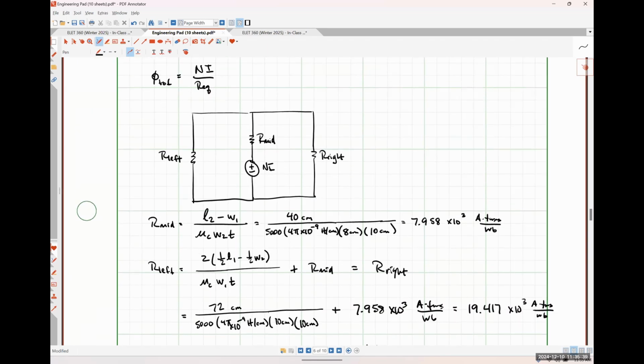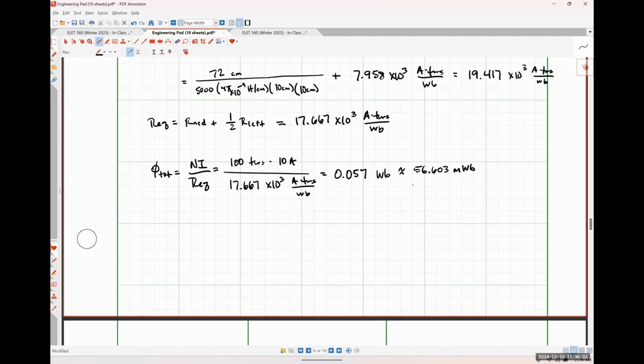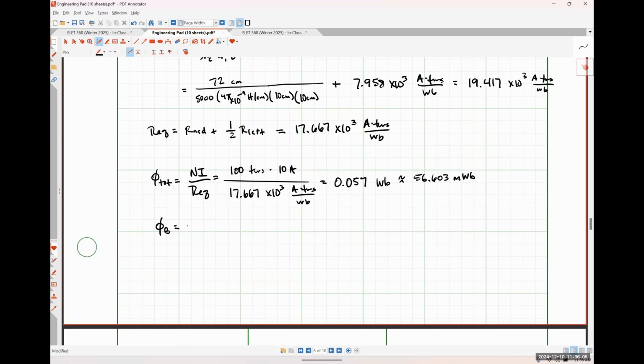So what's phi b, which is the flux through the left path, going to be? We should be able to look at this and tell. Exactly right, because it's going to divide evenly between those two identical flux paths. Absolutely right. So phi b is just 1/2 phi total, or 28.301 and some change milliwebers, right?